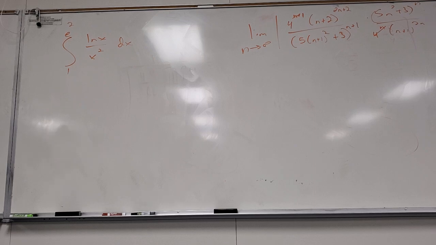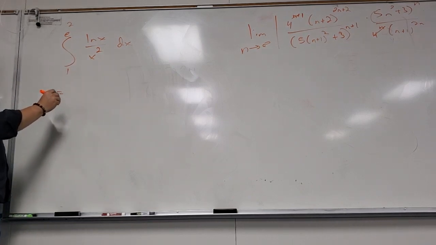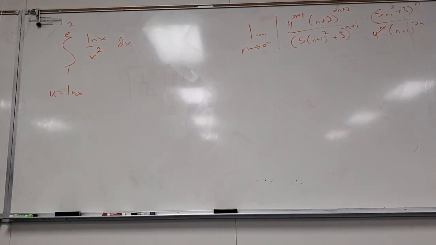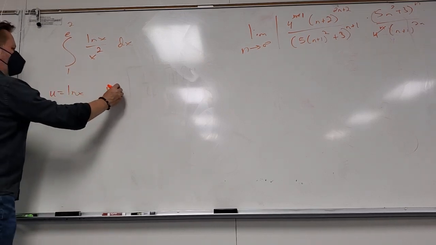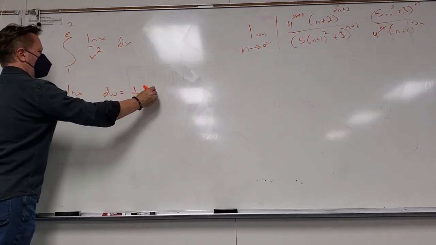How many times do you think you're going to have to use by parts? Well, we have to go and see. You're probably going to have to use it twice. If it was that, I would expect once. Because, of course, what are you going to let u equal? Of course you're going to let u equal natural log of x. So then what's dv got to be? 1 over x squared.